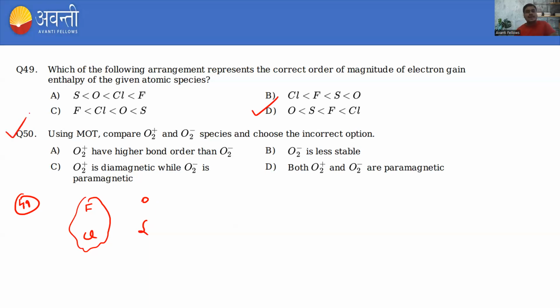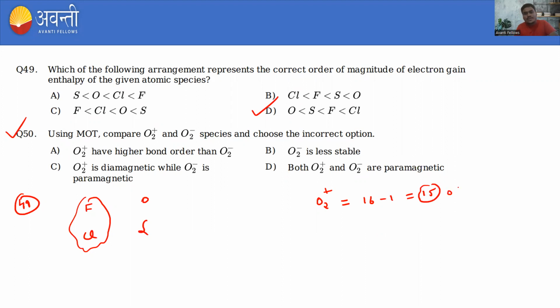Now, let's move to question number 50. Using MOT, compare O2 plus and O2 negative species and choose the incorrect option. So you have to choose the incorrect option by using MO theory. If I'm talking about O2 plus, first of all, what is O2? The number of electrons in O2 is equal to 16. So what is the number of electrons in O2 plus? 16 minus 1, that comes out to be 15.